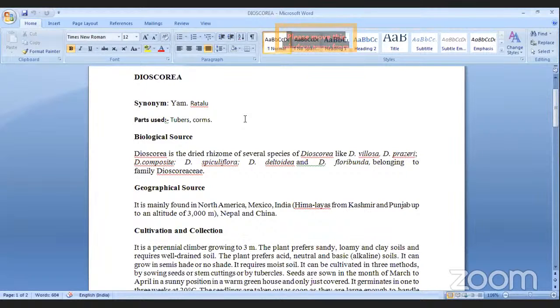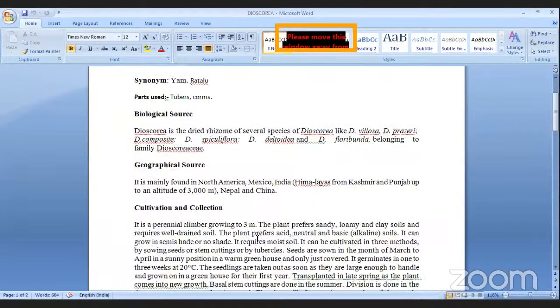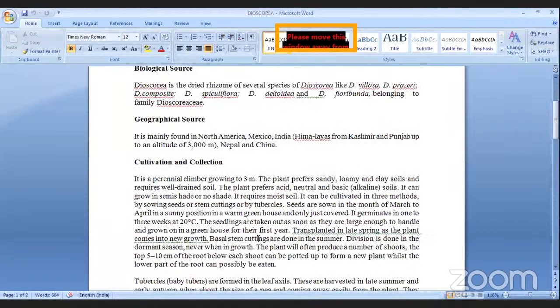It is also known as rheumatism root. Commonly, it is also known as yam. It is mainly found in India, in the Himalayan region, and apart from India, it is found in North America and Mexico. It is a perennial climber.